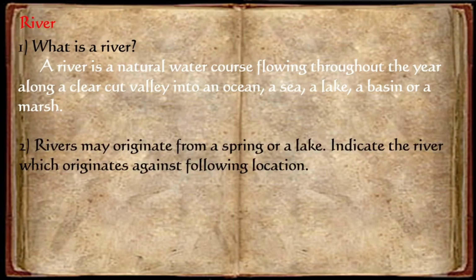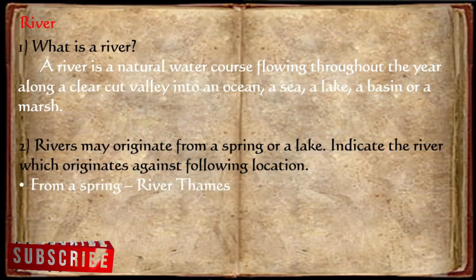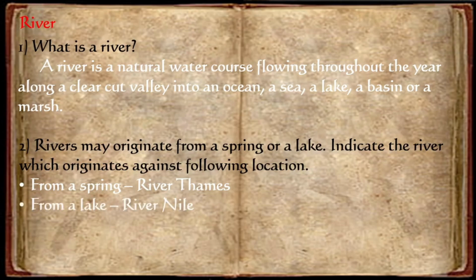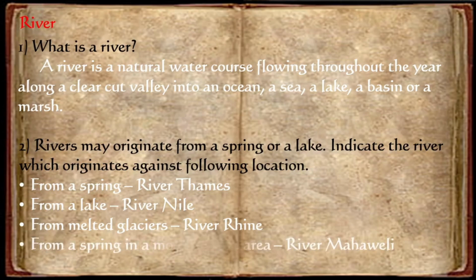Indicate the river which originates against the following location. River Thames starts from a spring. River Nile starts from a lake. River Rhine starts from melted glaciers. River Mahabali in Sri Lanka starts from a spring in a mountainous region.